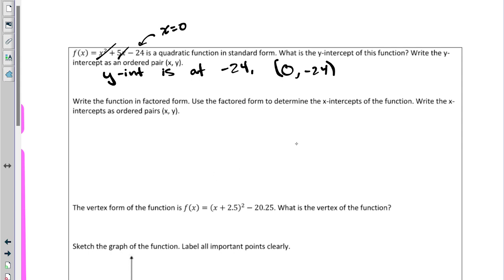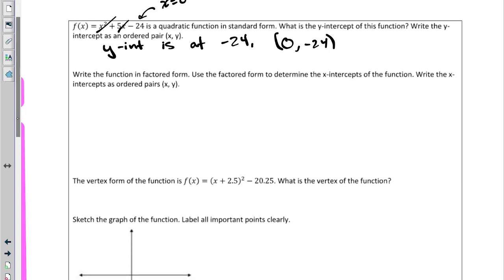Okay. Write the function in factored form. Use the factored form to determine the x-intercepts.